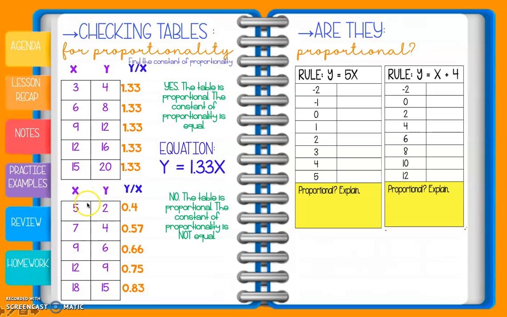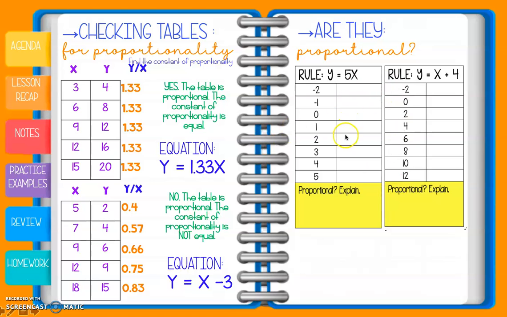So to get y, we could take x and subtract 3 every time. So that is an equation for this table: y equals x minus 3. Now, we know it's not a proportional table, and if you look at the equation, it is not in the form y equals kx. So we also know that it's not proportional because the equation for the table is not of the form y equals kx.